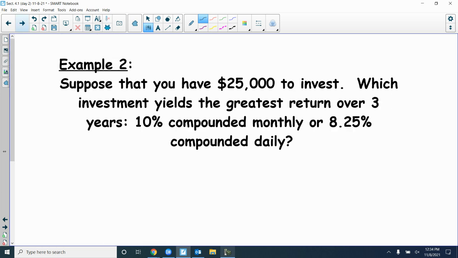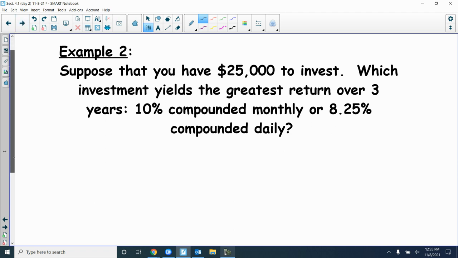All right, second example here. The two main things that affect it are the interest rate and the number of times it's compounded. They don't affect it equally. So we want to compare the differences here between 10% compounded monthly or 8.25% compounded daily.